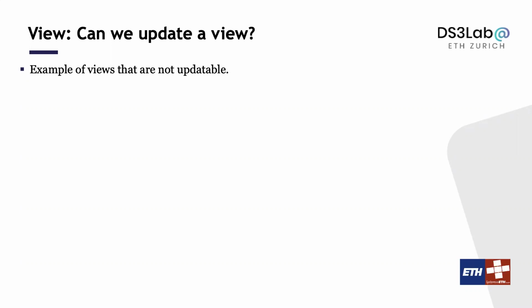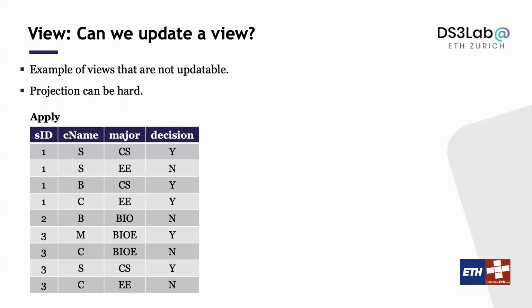And that is why there are views that are not updatable. You cannot update every single view in your system. For example, projections are hard because whenever the view is losing information, your updates might not be unique. And we are going to see one example.